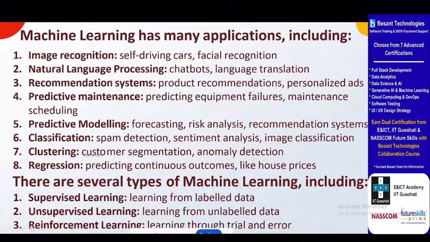So in machine learning, you have classification, clustering, and regression. These three things. What do you mean by classification? We just saw spam detection, sentiment analysis, image classification. These are examples of classification. Examples of clustering are anomaly detection and customer segmentation. And regression is predicting continuous outcomes. So these are all projects; any project you can do under this.